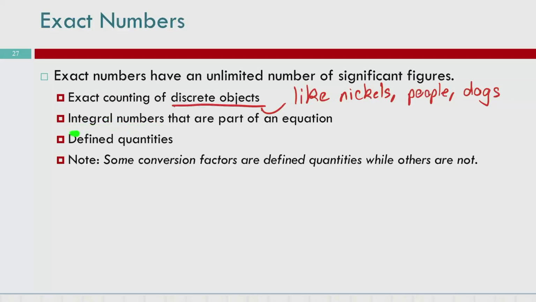Some integral numbers that are necessarily part of an equation can also be exact. And some defined quantities, so some conversion factors. For example, inches and feet are related to each other. They're defined as 12 inches equals 1 foot. That's part of the definition. It's not like we rounded it to 12. They're based off of each other. So 12 inches in a foot.